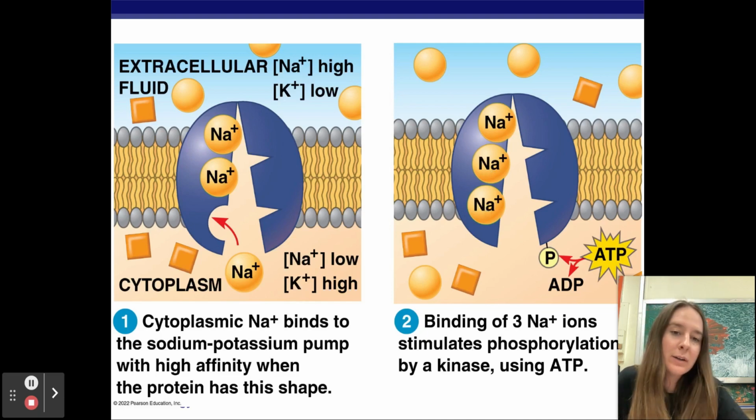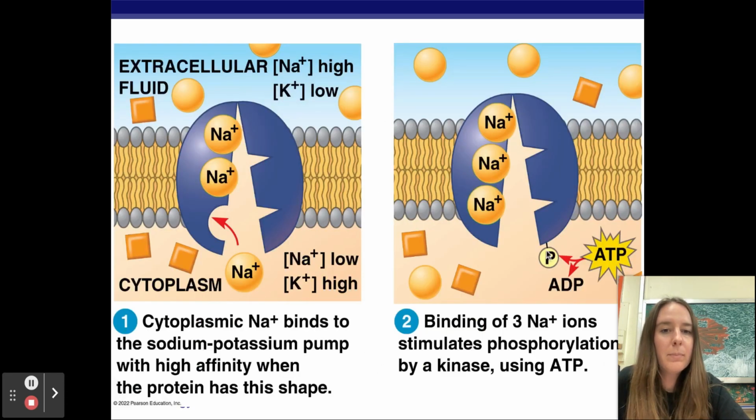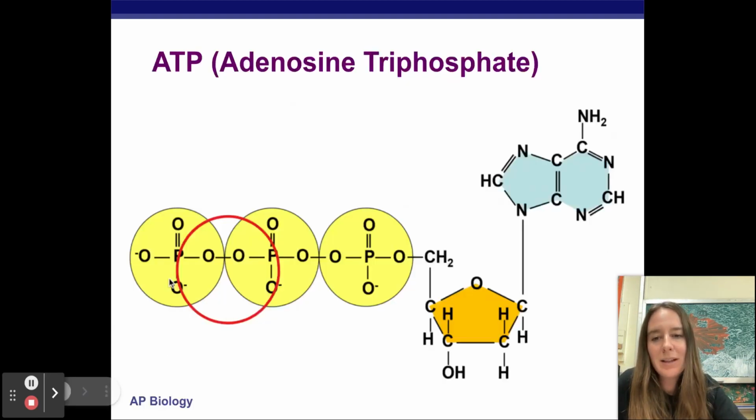It's going to trigger the phosphorylation. Phosphorylation means the cutting of this last phosphate group, and that phosphate group will bind to this protein, basically supplying energy to the protein. This is how ATP is used. Now, when ATP loses that last phosphate, you only have 2 phosphates. So we call it adenosine diphosphate, or ADP, because now you have only 2 phosphate groups.